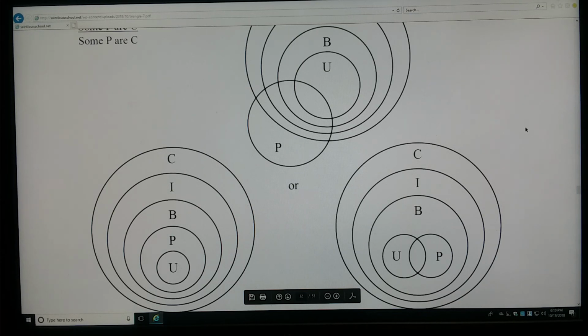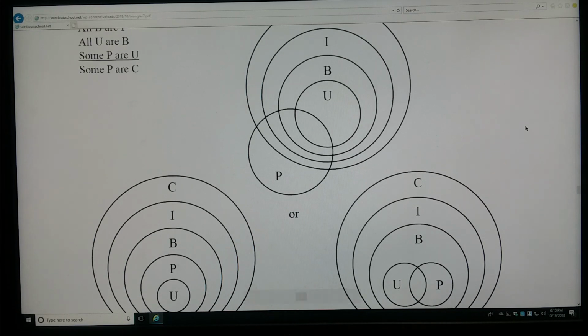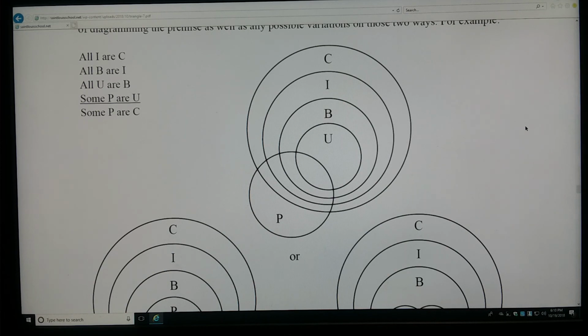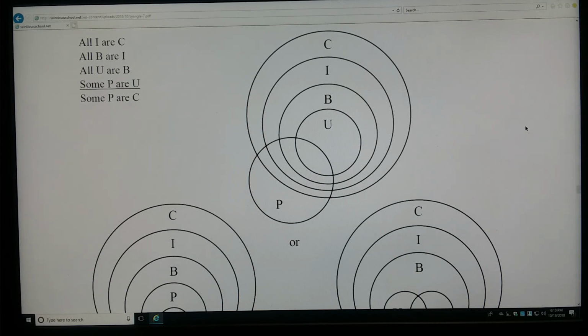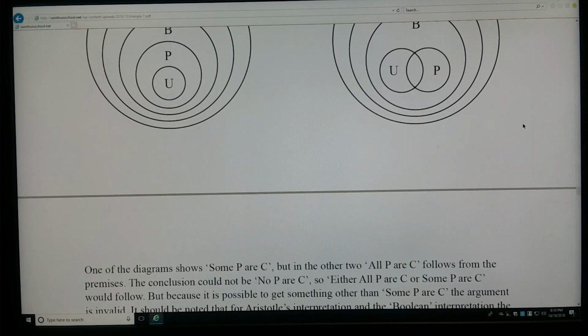So what that shows then is that this conclusion does not necessarily have to follow from the premises, which means that the argument is invalid. Now, if you were to say either all P are C or some P are C, then that would be valid, but it's not valid to just say some P are C, because it's possible to get a different conclusion with all of those premises being true. So it's invalid.